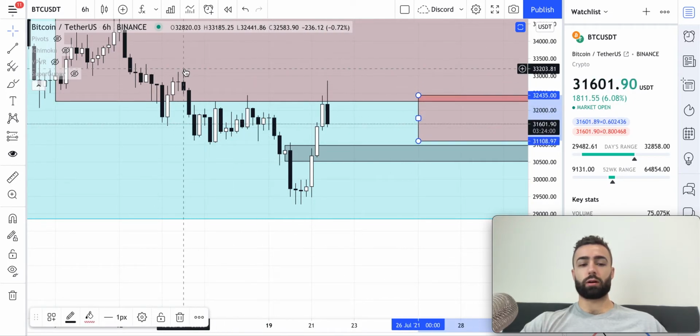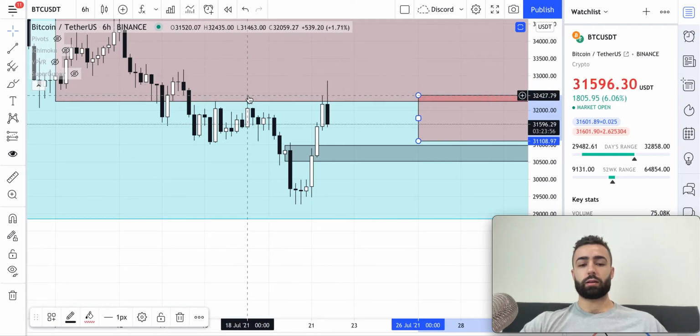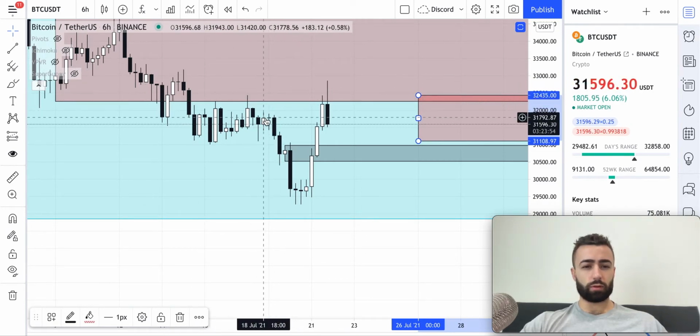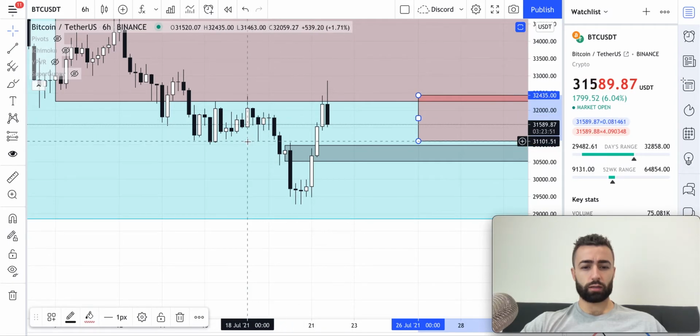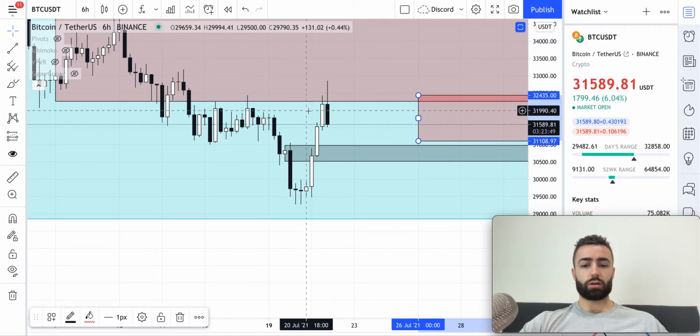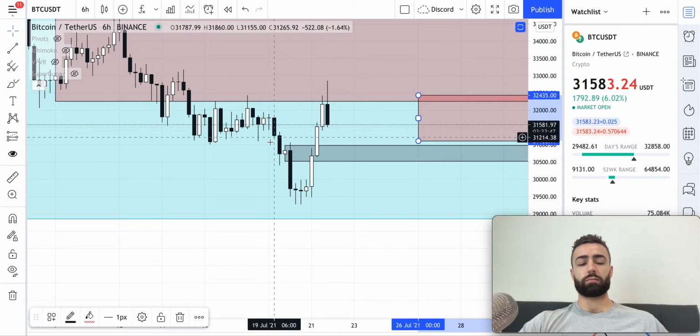They could put them above this key high. I don't know which one of these is the actual high. This one. So there's a couple different places they can place them.